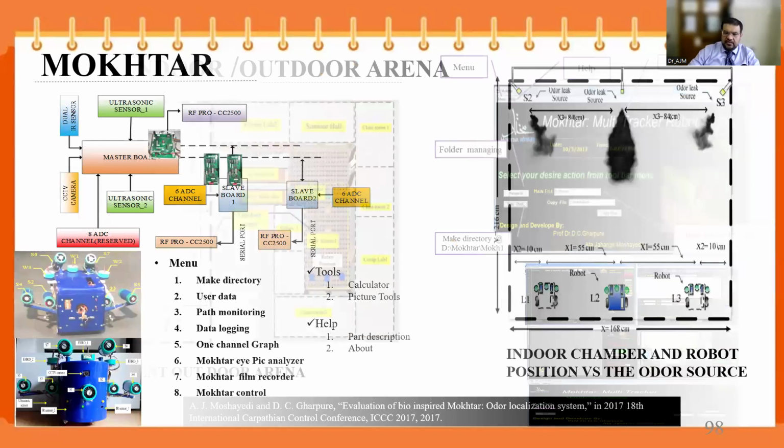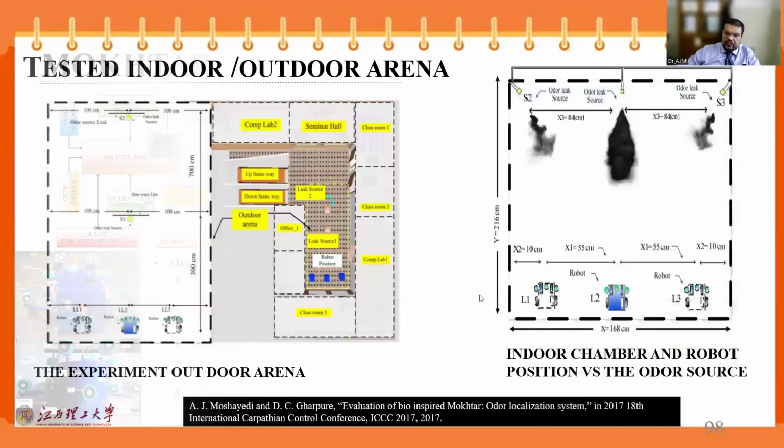To test my robot, I selected 2 areas. One was inside a chamber of 260 centimeters by 168. It was a plastic chamber, where we will see the movement of the robots later. We put the nozzle in 3 different places, S1, S2, S3, with an 84 centimeter distance. And then we inject the alcohol inside the chamber. My robot will start from 3 different locations, L1, L2, L3, and go to localize the gas.